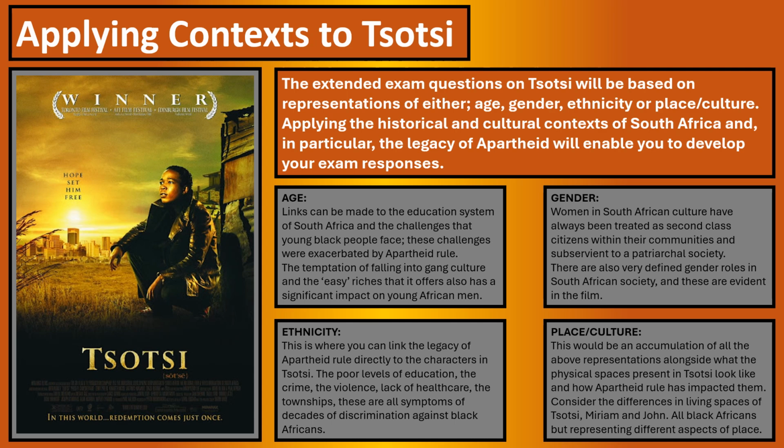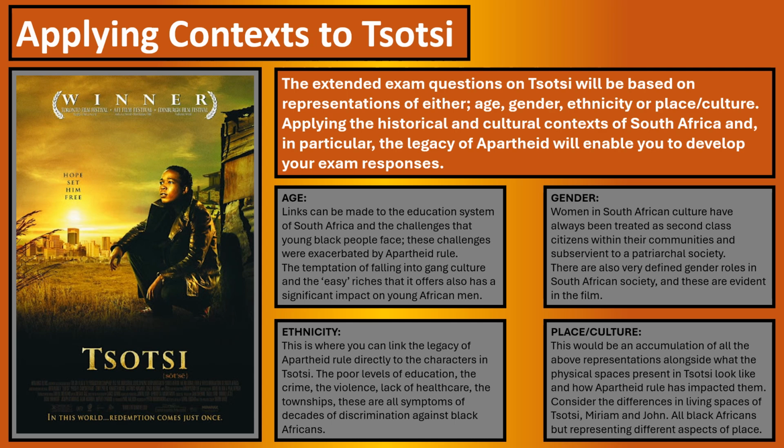In terms of representation of age, links can be made to the education system of South Africa and the challenges that young black people face. And these challenges were exacerbated by apartheid rule. Because there's a lack of educational opportunities, there's a temptation for black African males, especially young black African males, to fall into gang culture and the easy riches that it offers them. And it has a significant impact on those young African men.